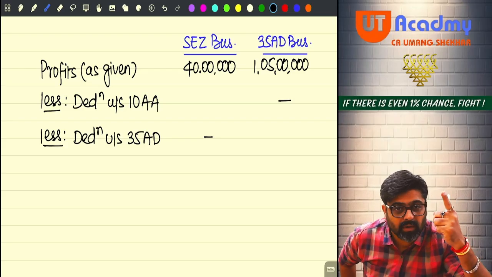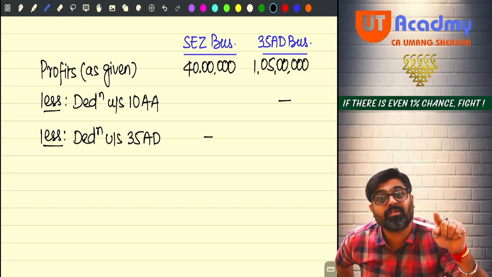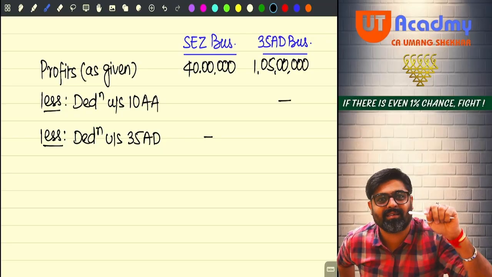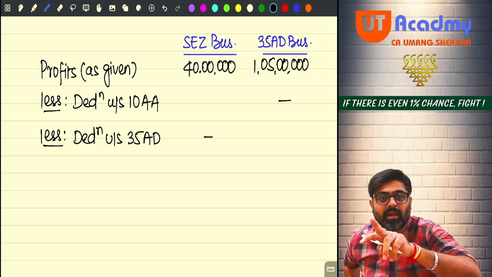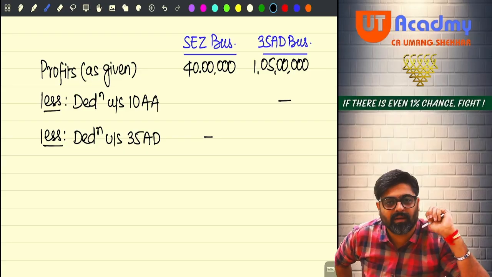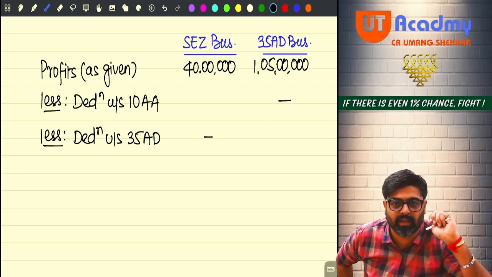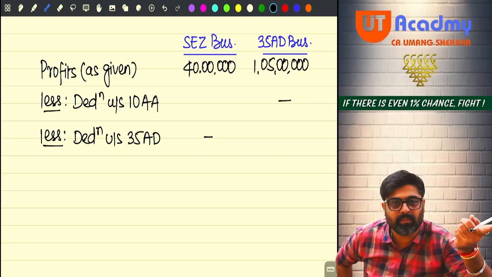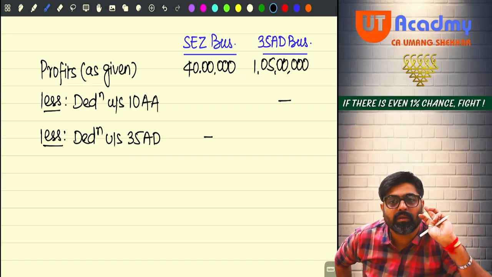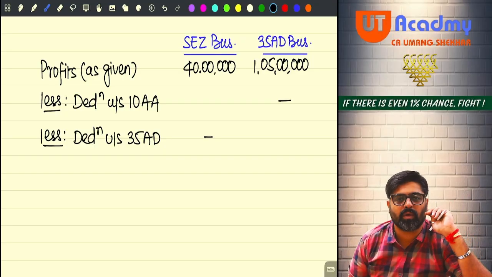If for that warehousing business you are claiming 35AD, then for that business you are not claiming 10AA. Check. For this SEZ business you are claiming 10AA, so you are not claiming 35AD. For that same business you cannot claim both the benefits together. Either claim 35AD, forget about 10AA, or claim 10AA, forget about 35AD. For the warehousing business, anyways I was not eligible to claim 10AA.